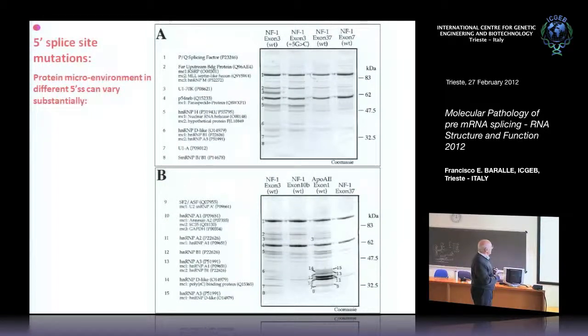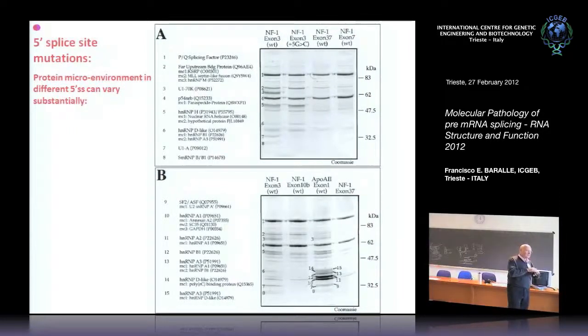You have NF1 exon 3, exon 37, exon 7, APOE2 exon 1 with a big complexity. In some of them the signal is visible very clearly. These proteins 7 and 8 are the proteins of the U1 snRNP. You remember the U1 snRNP is the one that recognizes the 5' splice site. So it's obvious that it should be there. But in most of the others, you cannot see it. The sensitivity of this method is not such that I can say that it's not there, but it means that the interaction is much weaker. At least that for sure.